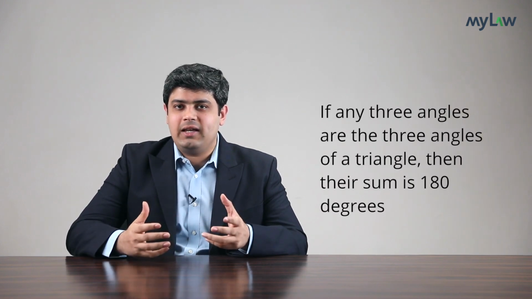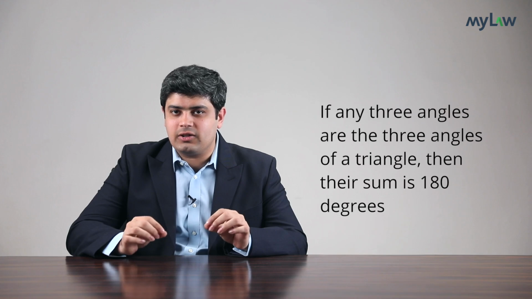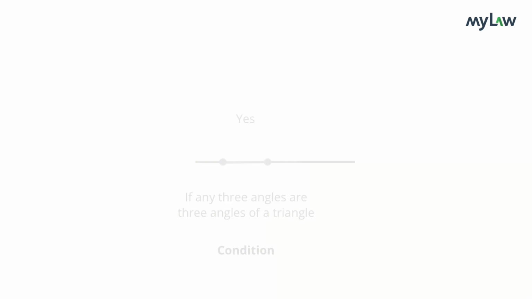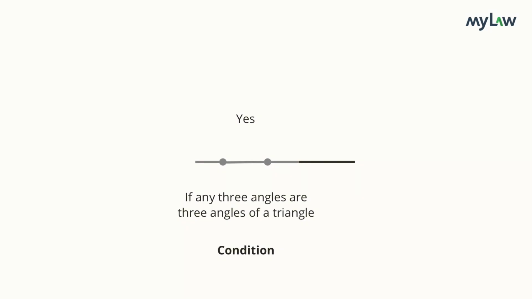Similarly, the sum of all the angles of a triangle is 180 degrees can be written as if any three angles are the three angles of a triangle, then their sum is 180 degrees. The condition, if any three angles are the three angles of a triangle, has only two answers, either yes or no. If the switch is on, then the sum of the three angles is 180 degrees. If the switch is off, then we cannot conclude that the sum of these three angles is 180 degrees.